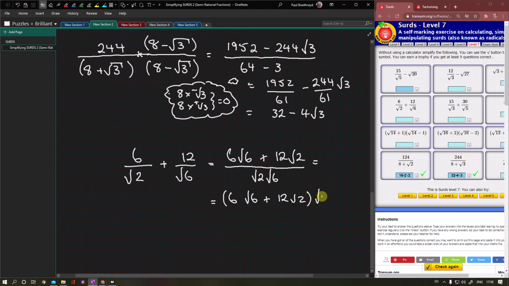What we're doing is we're multiplying top and bottom by root 12, because 6 times 2 is 12. We've got a square root of 12 on the bottom, square root of 12. So this is going to become 12 on the denominator. Square root of 6 times square root of 12 is the square root of 72. Plus 12 times the square root of 24.